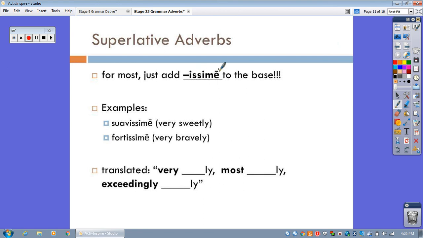Okay. Now, superlatives, for most of them, you just add isime. So it's issimus, for example, for adjectives. It just changes to an e there at the end. So like suavissime or fortissime, very sweetly, very bravely. Now, there are three different ways you can translate superlatives: very, most, or exceedingly, which, yeah, that's kind of odd, but you can do that.